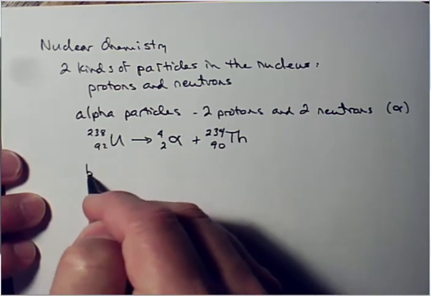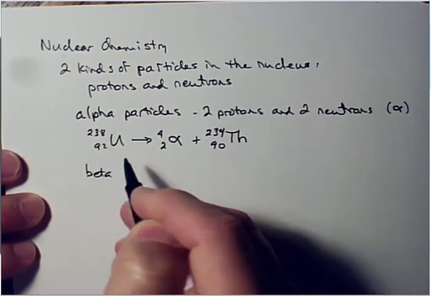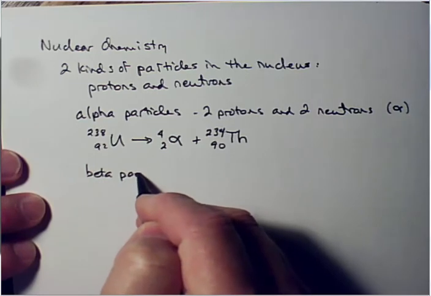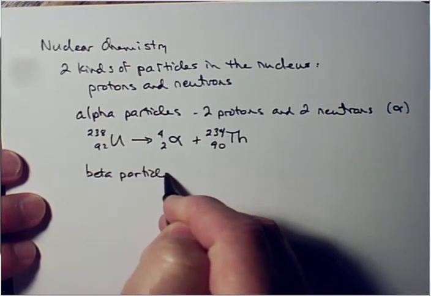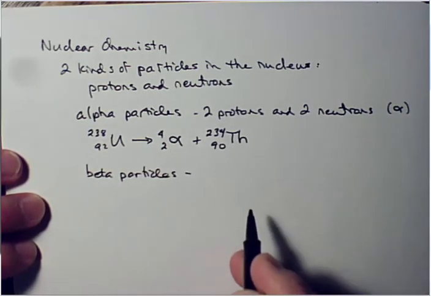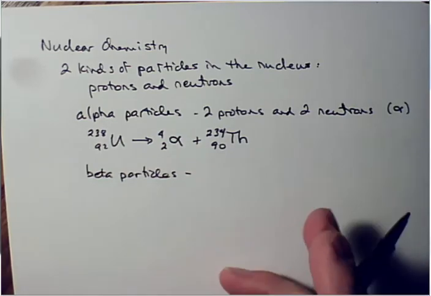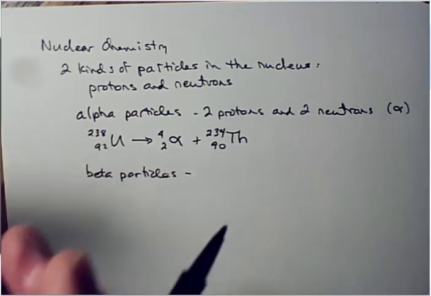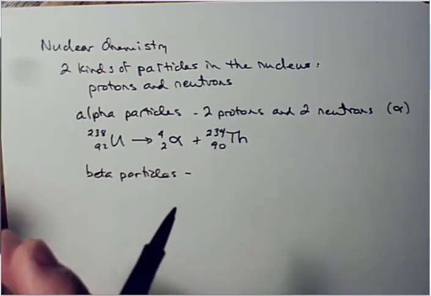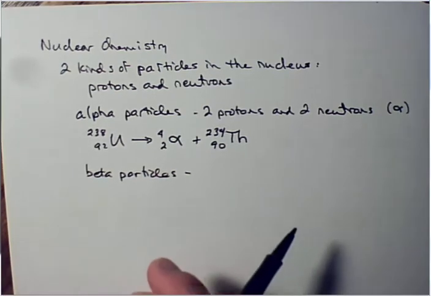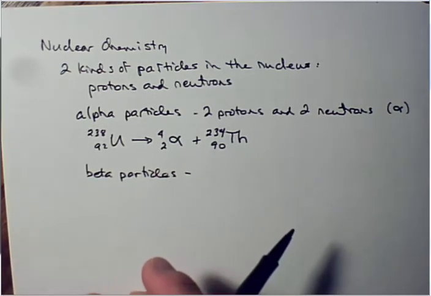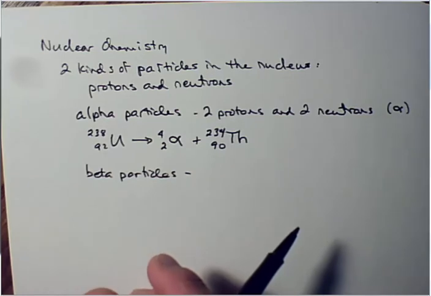There are also beta particles. Beta is the second letter in the Greek alphabet. Alpha is the first. Okay? Beta particles, for all practical purposes, are the same thing as an electron. Okay, they are a really tiny, negatively charged particle.